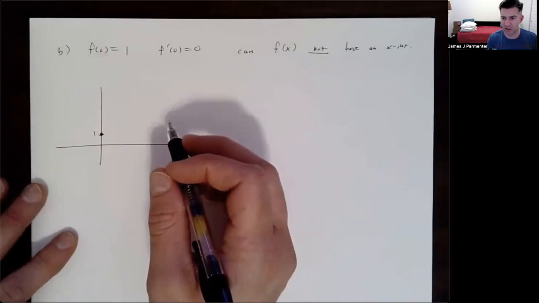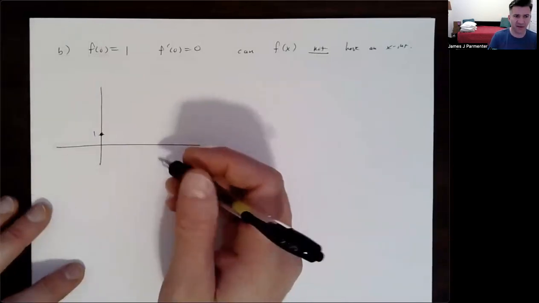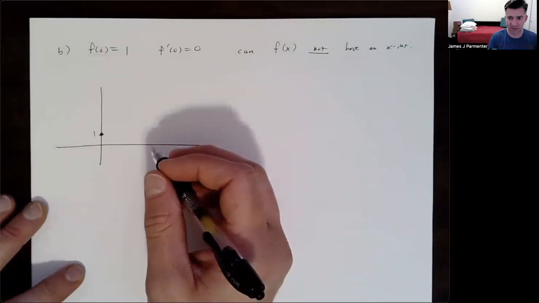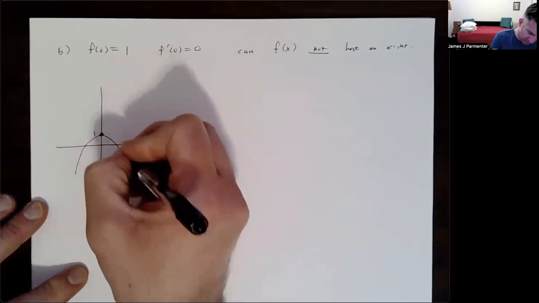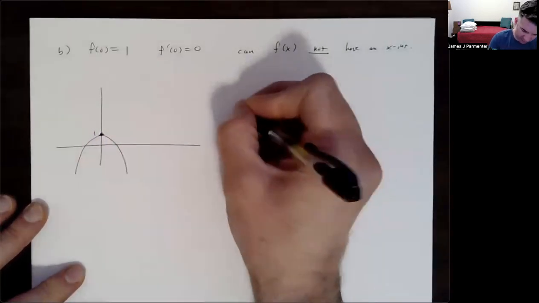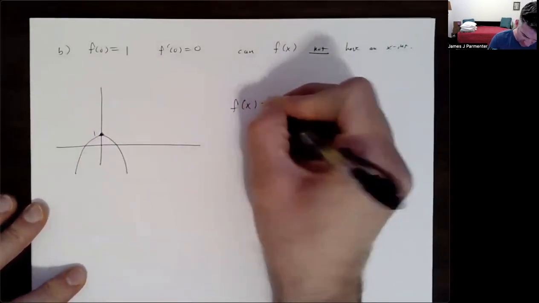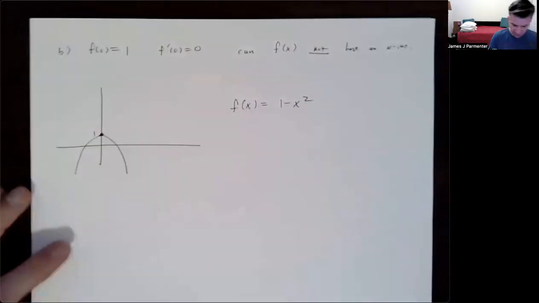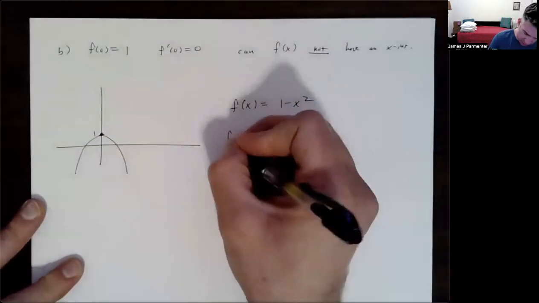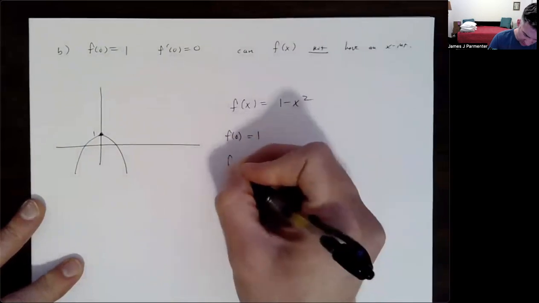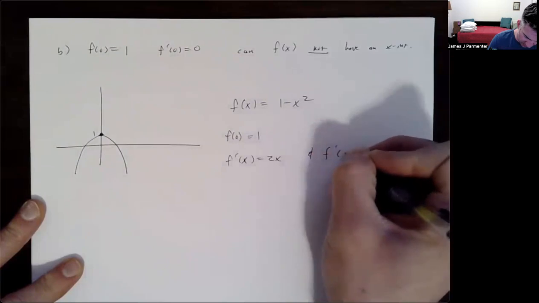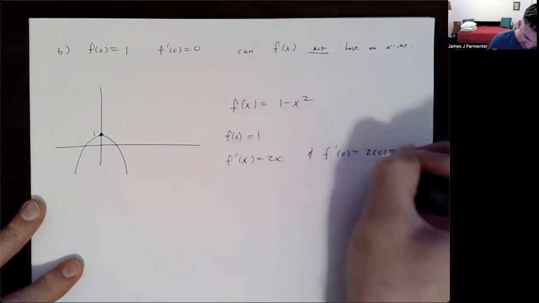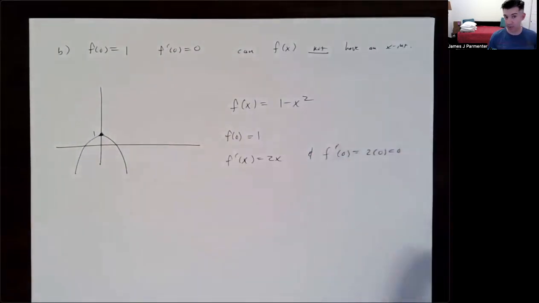I mean, yeah, there's lots of functions. I can think of a downward opening parabola, right? I could think of f of x equal to 1 minus x squared. F of 0 equals 1, check. F prime of x is -2x, and f prime of 0 is for sure 0. It is not the function he came up with, but it is a correct answer.